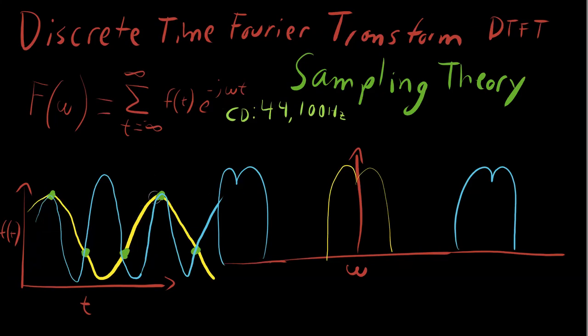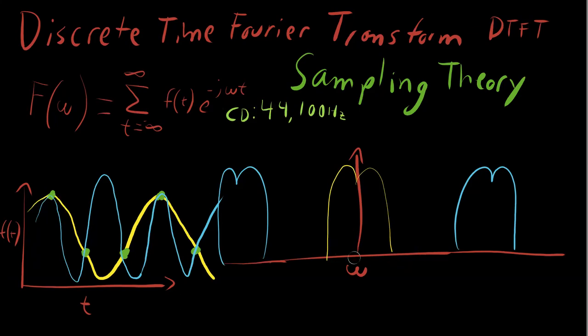If this yellow was the highest frequency that we are no longer unambiguous about, meaning any frequency slower than yellow, we can perfectly reconstruct up until yellow, and then every multiple of yellow we have very little insight into. That yellow, this actual highest level frequency, corresponds to something over here at the edge of the discrete time Fourier transform.